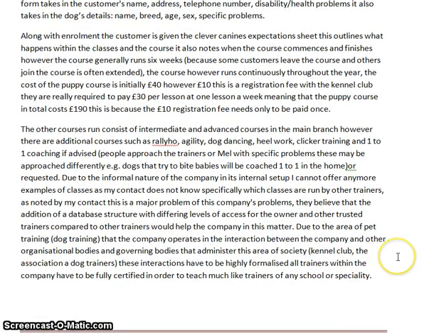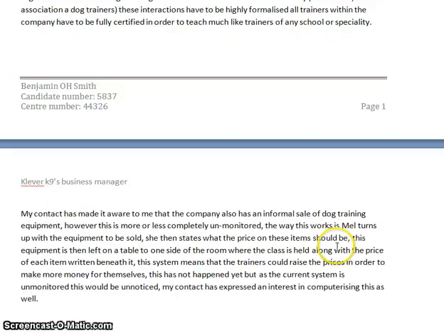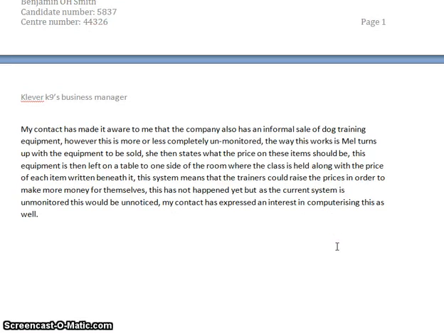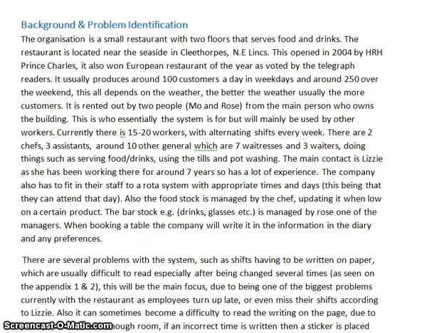If you'd like to pause the video now, you'll be able to read the rest of this page. Okay, and to continue with this section, if you want to pause the video now, you can read the rest of this page. So that's 2 different background and problem identifications that you've read so far. Here is a third one.